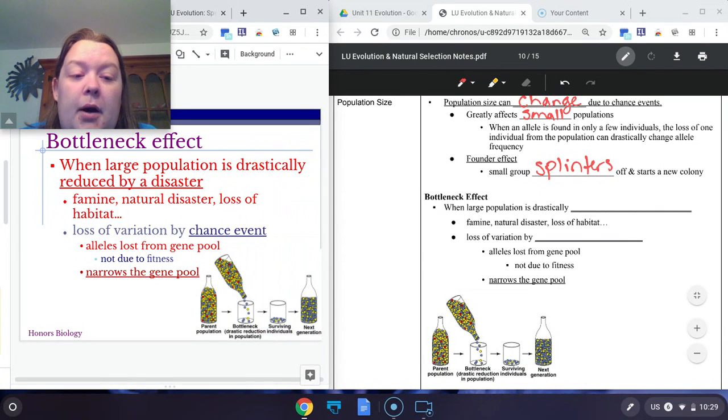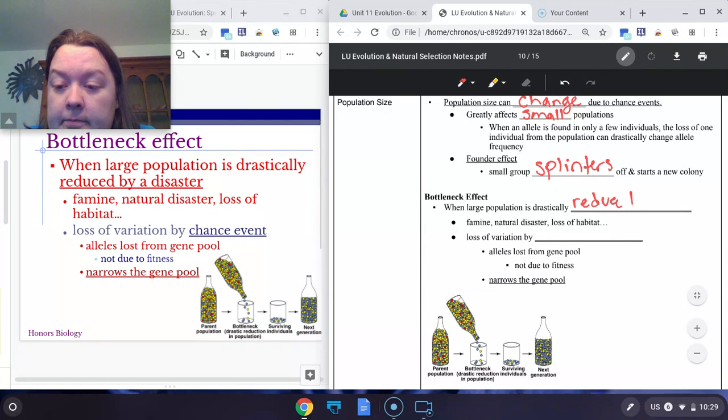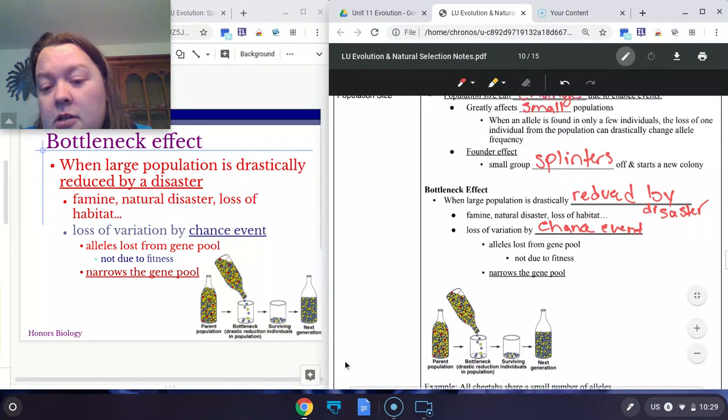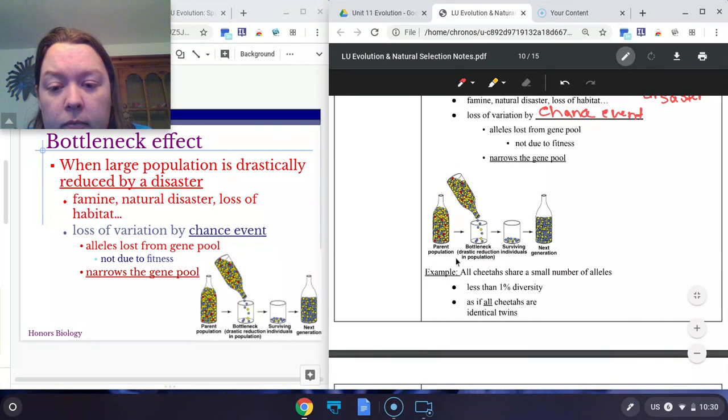Another thing that can happen is called a bottleneck effect, and this is when a large population is drastically reduced by a disaster. An example would be a natural disaster, some type of famine, or loss of habitat. These are caused by chance events, and they cause great loss from the gene pool, and it's not due to fitness. The easiest way to show it is by looking at this bottle and the marbles that are in the bottle.